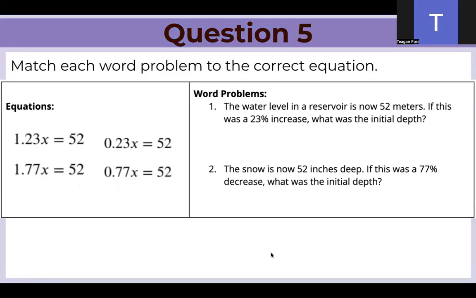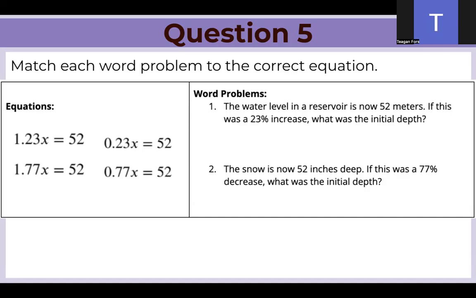Okay. Now that we are thinking a little bit about equations and decimals, we are going to try to match each word problem to the correct equation. So I have 4 equations over here on the side, and I have 2 word problems. The first word problem: the water level in a reservoir is now 52 meters. If this was a 23% increase, what was the initial depth? Take a guess before I share the answer.